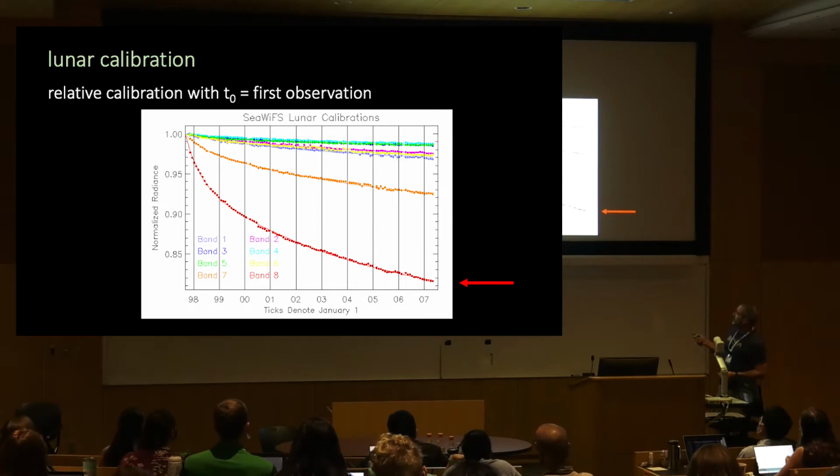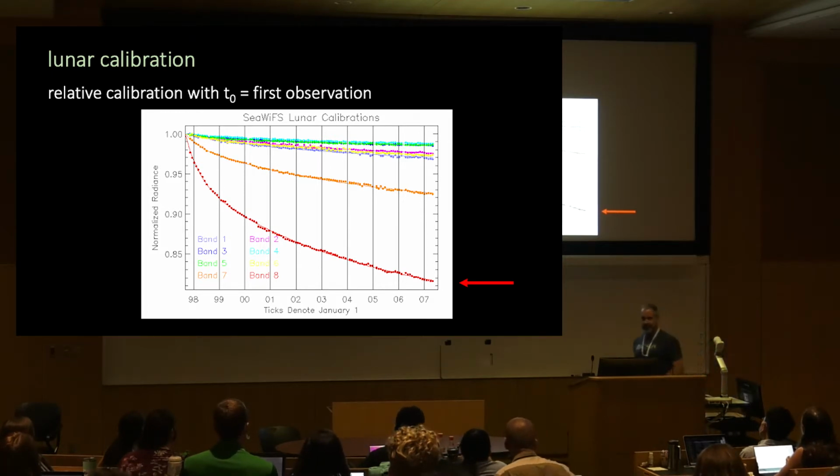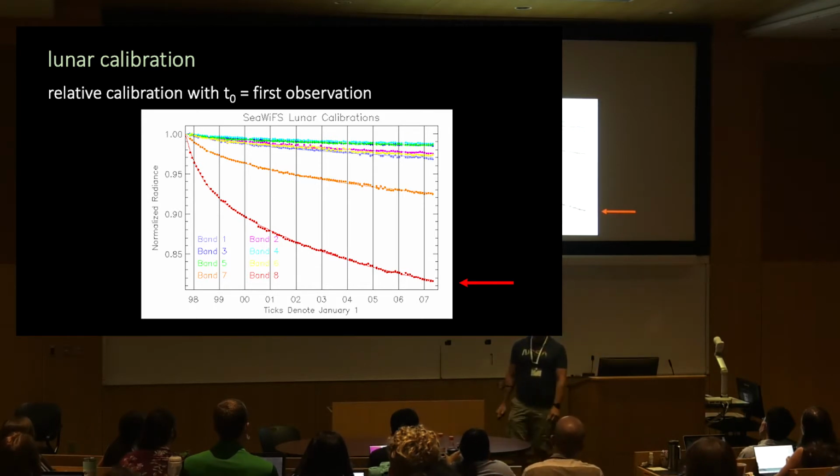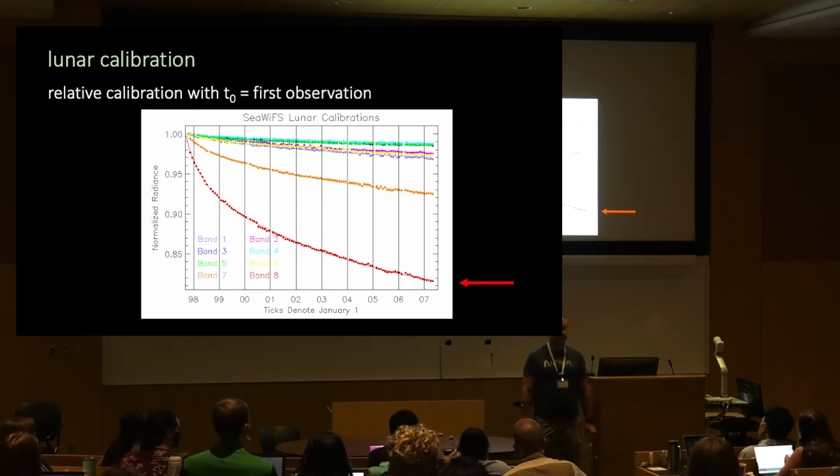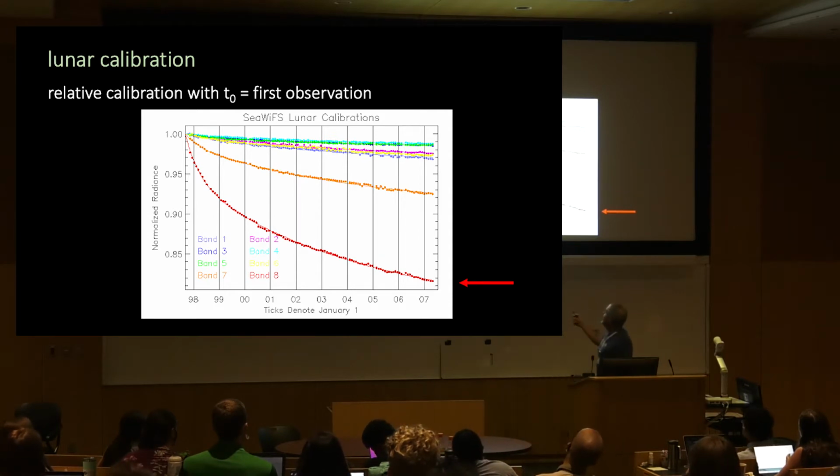So this is the CWIFs, the first decade of CWIFs. The different colors represent the different bands. It goes from blue to near infrared. And just want to point out here, look at the magnitude of degradation of the 865 band. Why is the 865 band important for ocean color? It's not used in chlorophyll. Aerosol? Nope. Atmospheric correction, yeah. So you use the orange band and the red band for atmospheric correction.